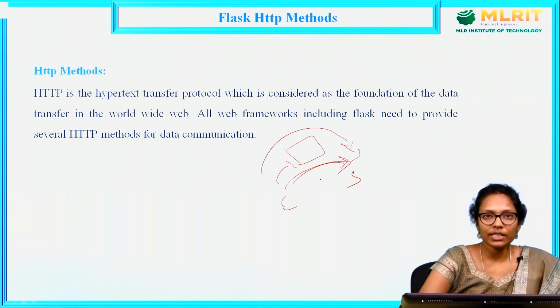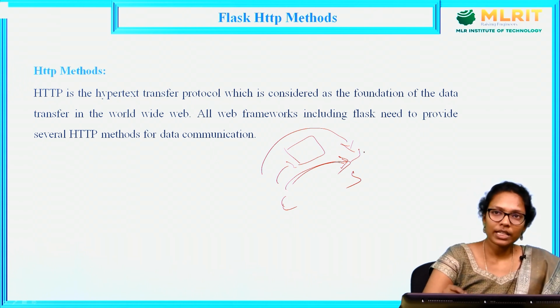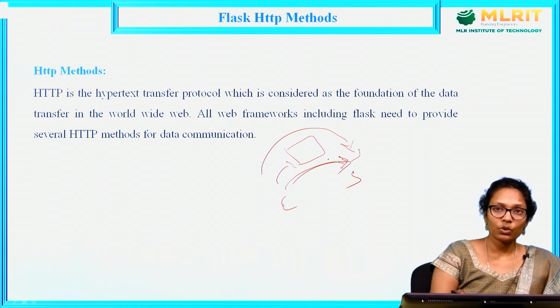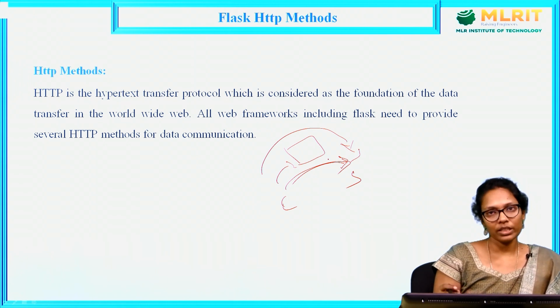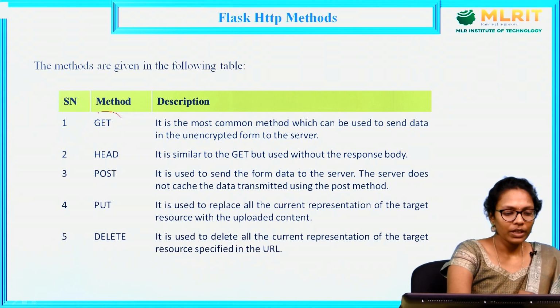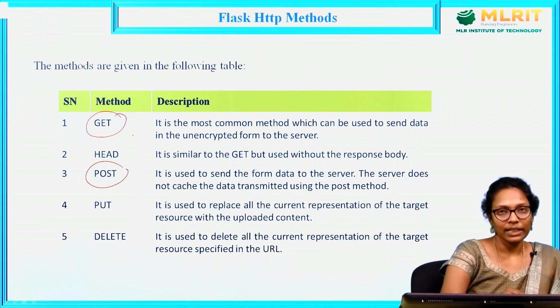Whenever I click on the submit button, the request will be sent to the server along with these details. What details is it sending? The username and password are sent to the server. How will these details be sent to the server? We use different methods to send these details. Mainly we will focus on two methods, GET and POST.